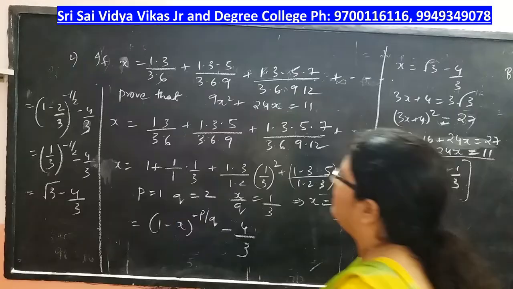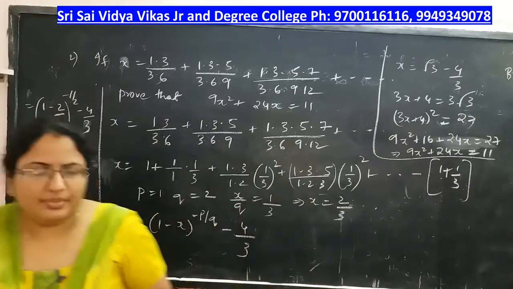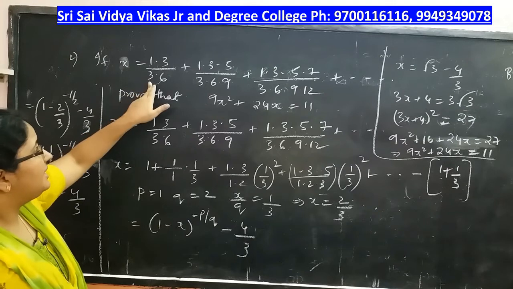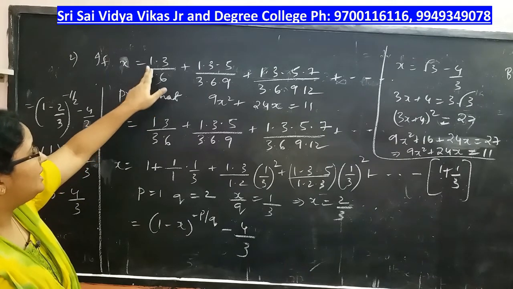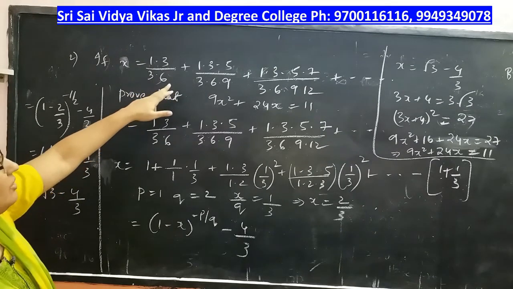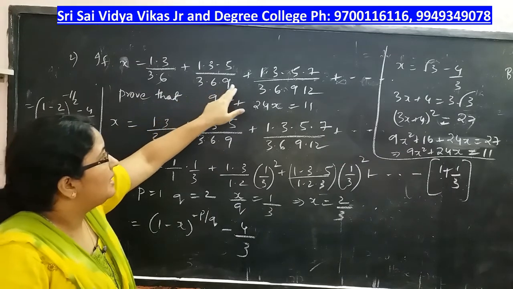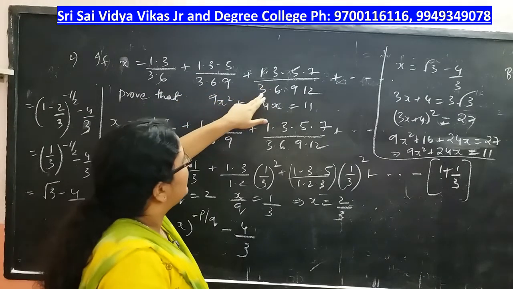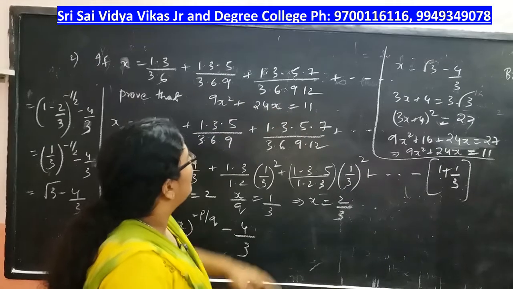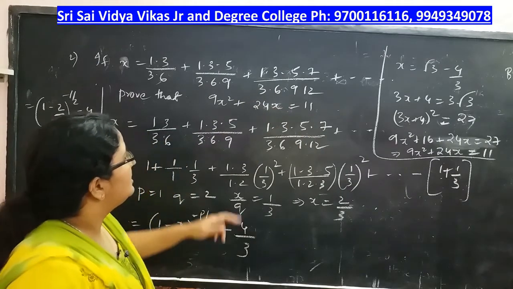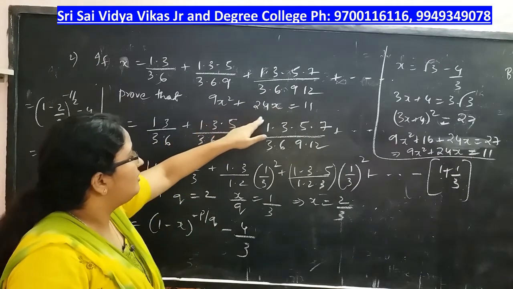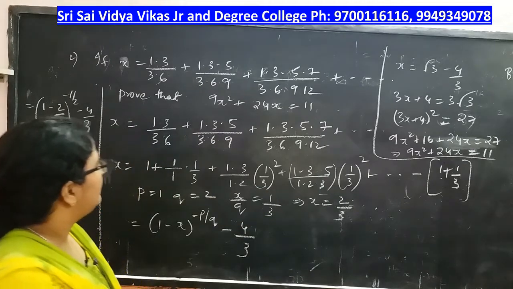That's about this problem. x is equal to 1 by 3, 1 into 3 by 3 into 6 plus 1 into 3 into 5 by 3 into 6 into 9 plus 1 into 3 into 5 into 7 by 3 into 6 into 9 into 12 plus so on. If this is the case, you have to prove that 9x square plus 24x is equal to 11.